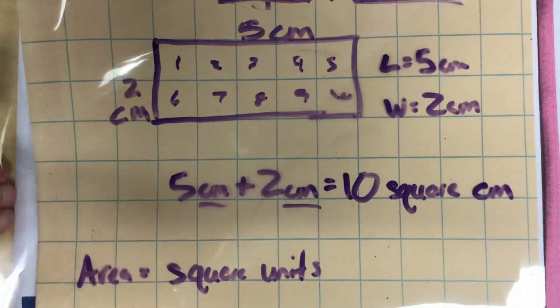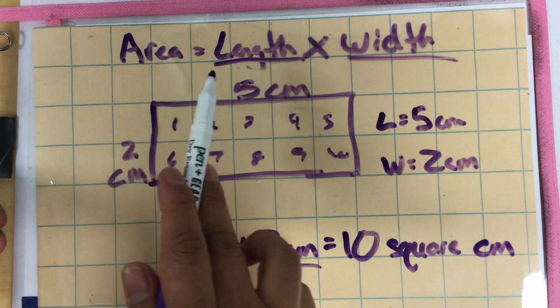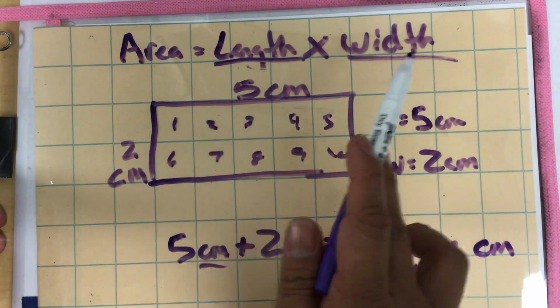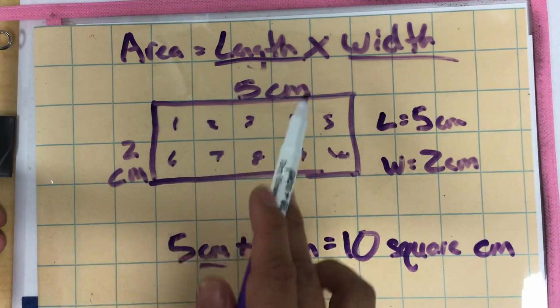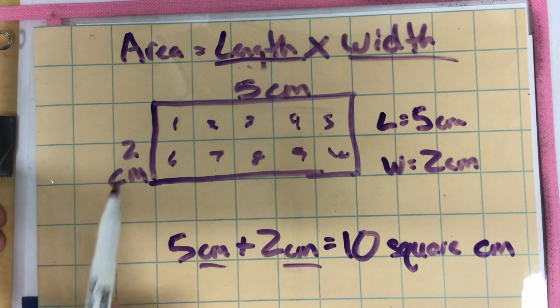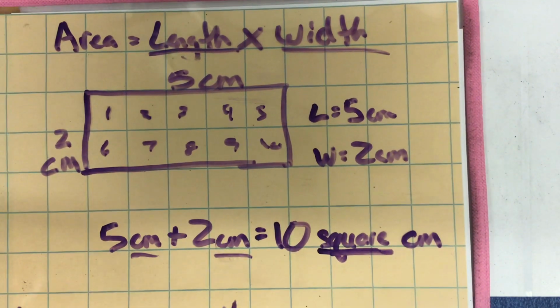Okay? So remember, when we are trying to figure out area, we are multiplying the length times the width. So top number times our side number. Okay? And it's always square units. Don't forget that. All right?